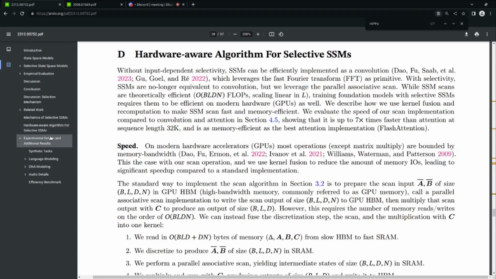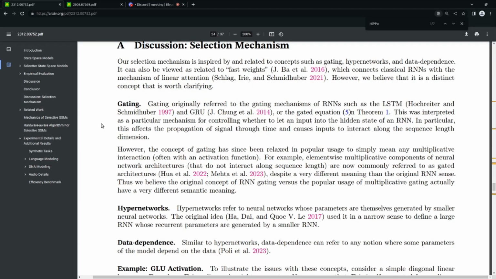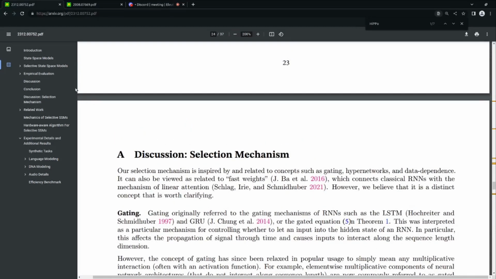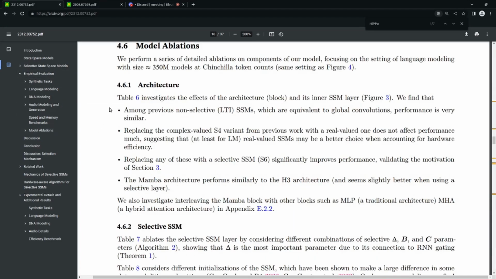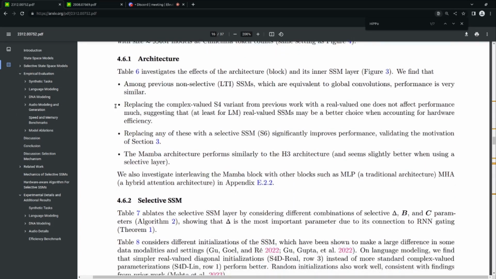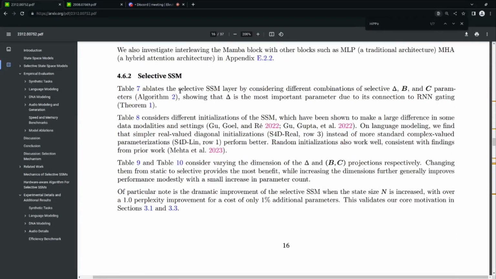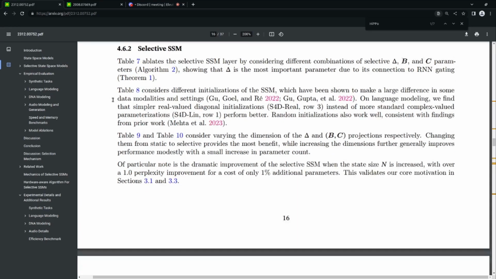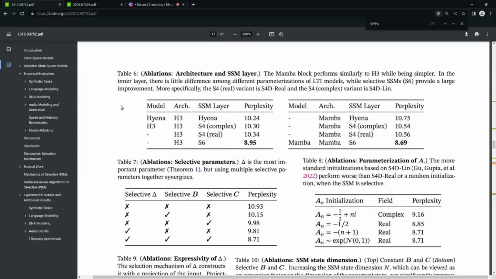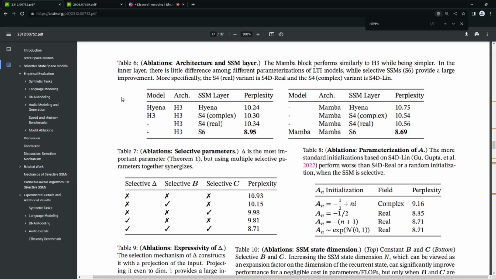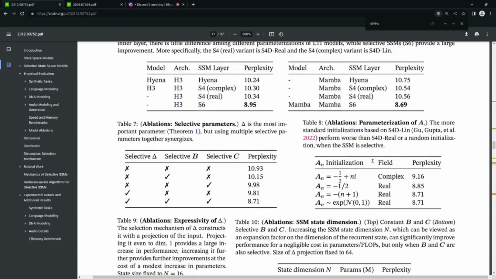Nope. Of course, I don't know where it is. Maybe here. Model ablation is perfect. So they mentioned that the most important is the delta. Yeah, there we go. So, architecture. And they look at the initialization here for different things.